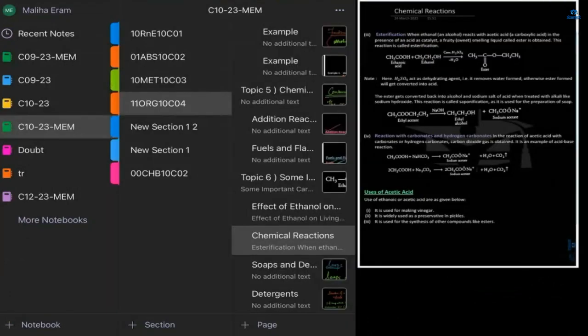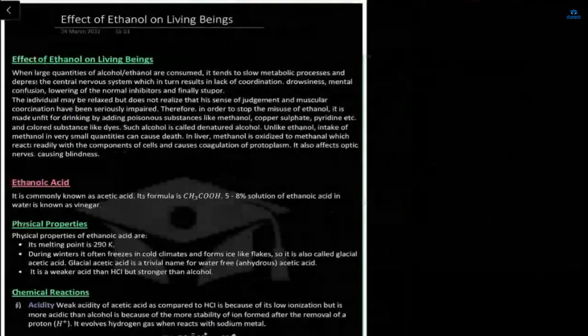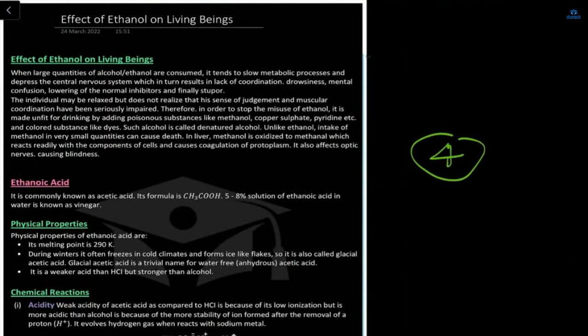Okay. Ethanoic acid. And what is left? Ethanoic acid is left, acetic acid is left, and soap and detergent. Okay, the four topics are left: ethanoic acid and acetic acid, soap and detergent.